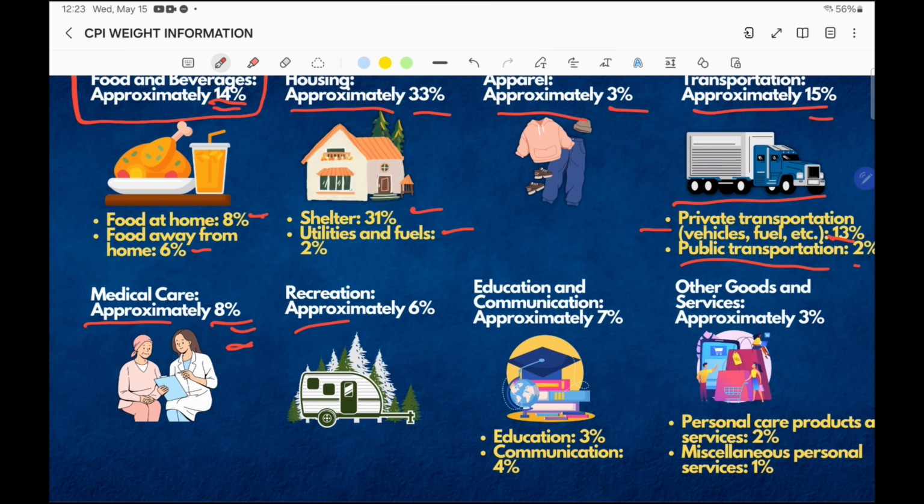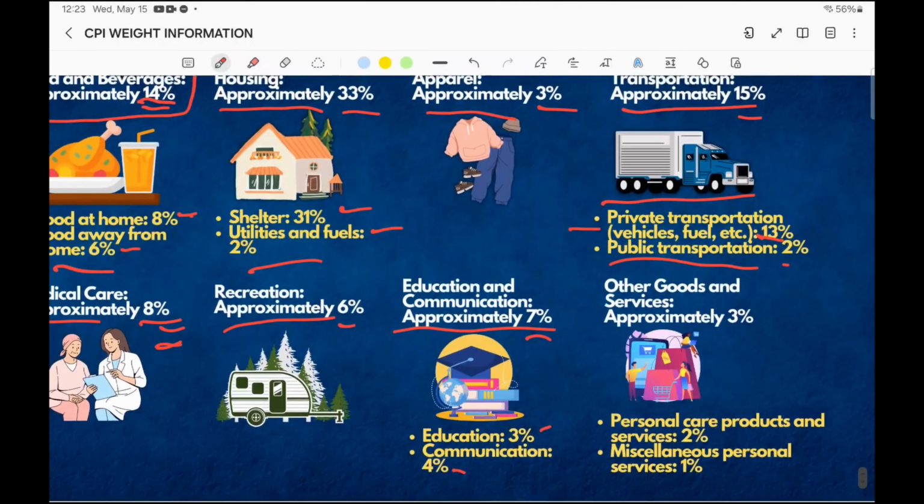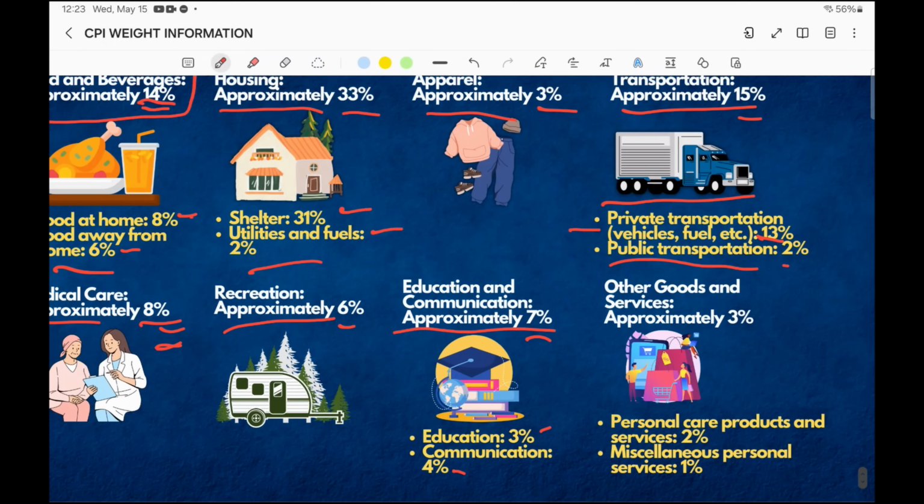Okay, so looking at recreation, recreation is approximately 6%. Looking at education and communication, approximately 7%. So education would be 3% in this category, and then communication would be 4%. And you see these in the yellow that I'm focusing on here. They're just breaking it down for us. Now, not all categories will be broken down like this, but some of the categories, they did break them down. So that's why I'm sharing that with you. Okay, other goods and services, approximately 3%.